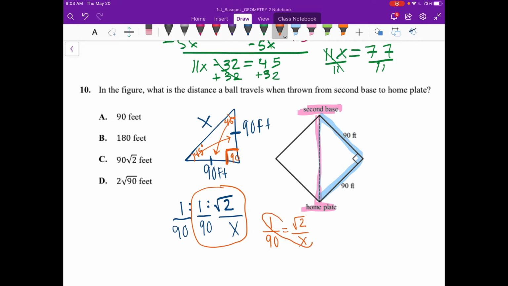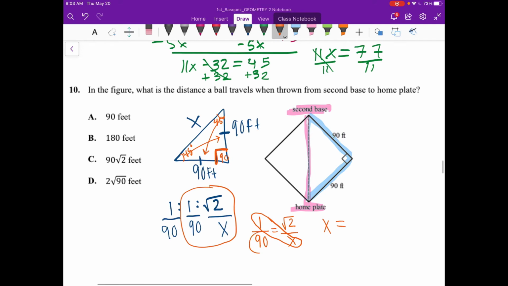Go ahead and cross multiply. 1 times x is x. 90 times the square root of 2 is 90 square root of 2. And that is the value for my hypotenuse. So the answer there is C. Again, you may be able to look at a problem like this and come up with the answer without having to do cross multiplication, but that is how you would do it based on the ratios that we showed you in class.